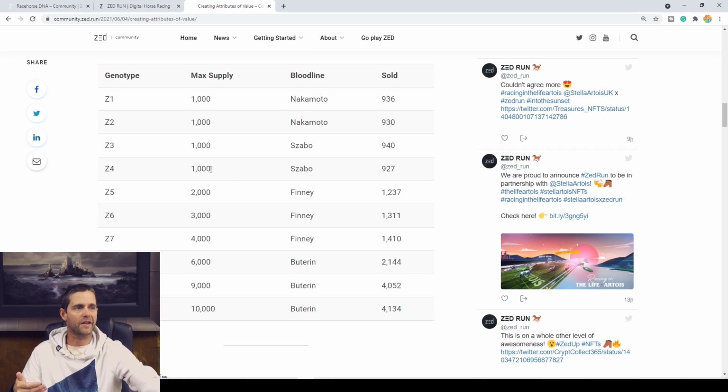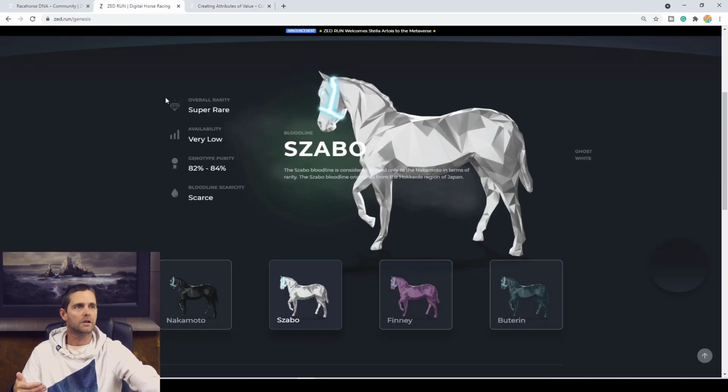They have only 1,000 of those as well. And look, the genotype purity is not that big a step down. I'm kind of hinting at the Z4s being great value, even though I don't carry a lot of those in my own stable. I'm not sure that is the case.